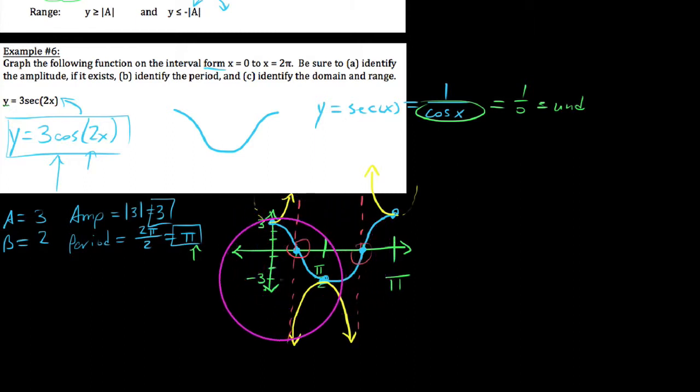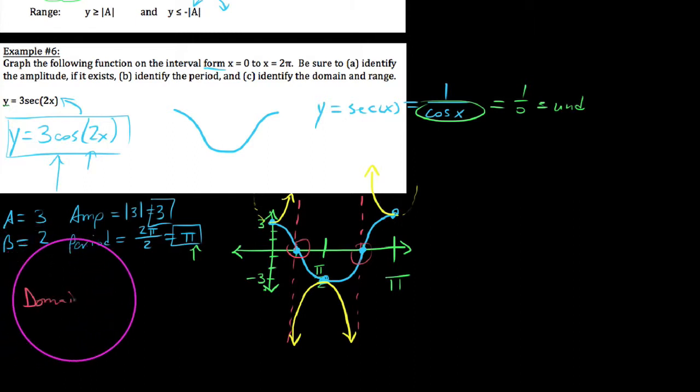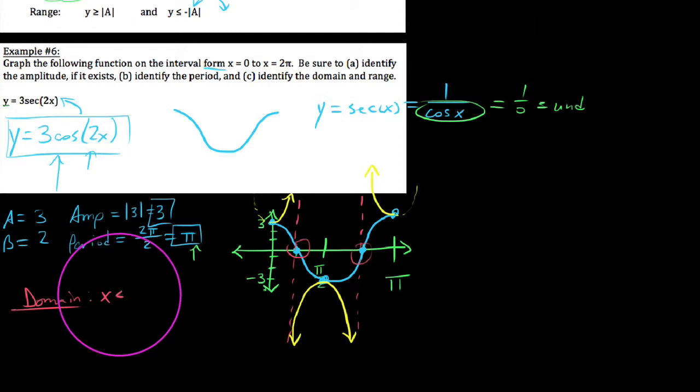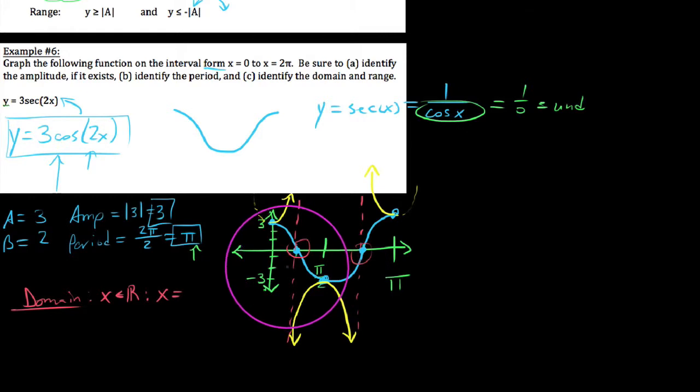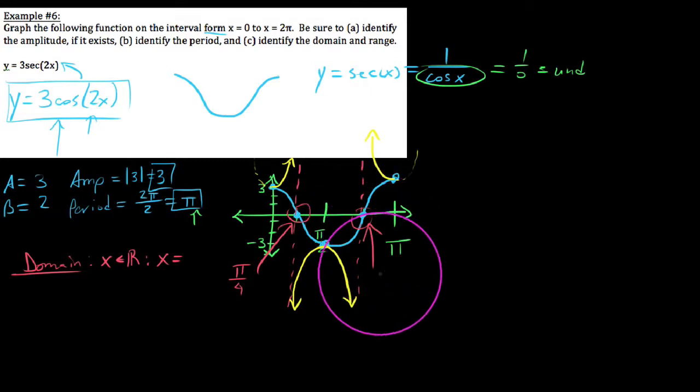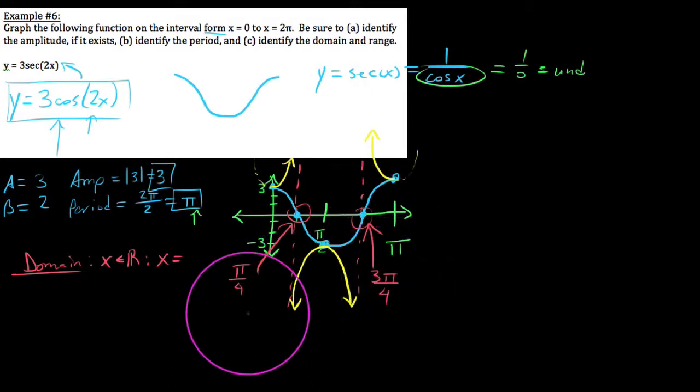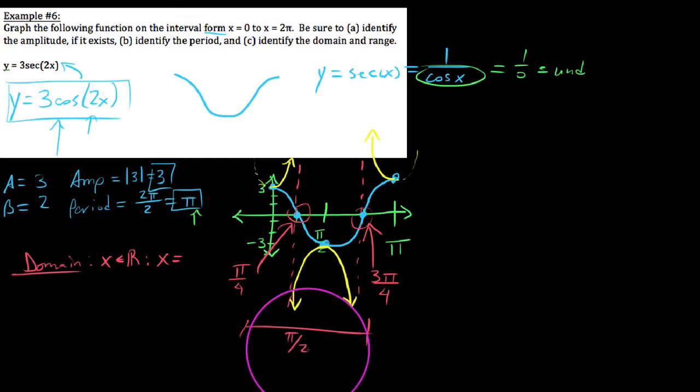So things I want to point out about this, we'd say the domain. Domain, in this case, is all real numbers x, such that x is not allowed to be. Now in this case, we can see that x is not allowed to be pi fourths. And we could also see that it was not allowed to be 3 pi fourths. But what I want you to recognize is this from here to here is a length of pi halves. So we could say x is not allowed to be pi fourths plus pi halves k.